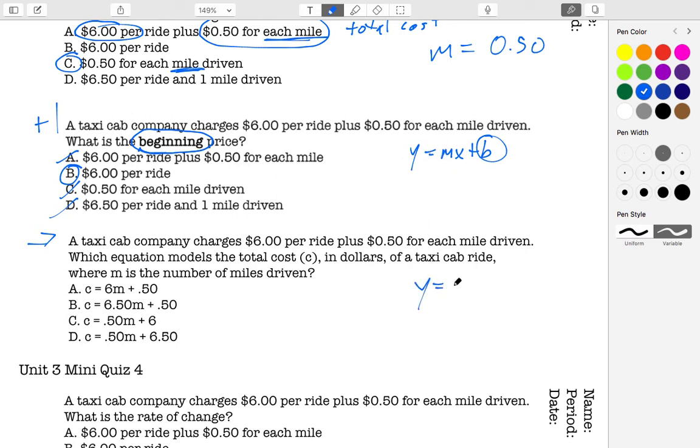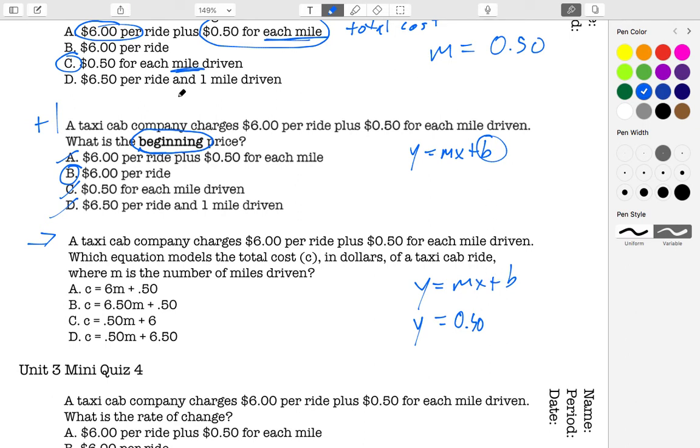So if we have y equals mx plus b, we said m was 50 cents, so we're going to substitute that in. So this is y equals, what do you think, Brianna? Y equals what? 50 cents. Okay. And then what should I put here? Do you replace anything for the y and x?